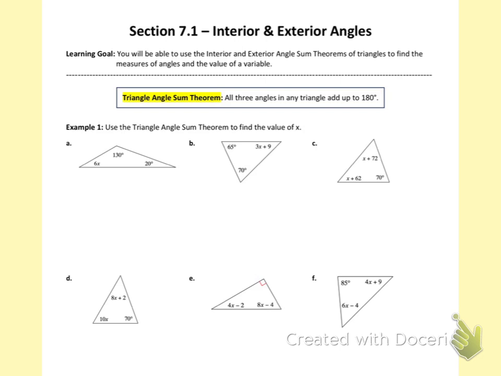So any 3 angles, it doesn't matter what kind of triangle. You could have an acute triangle, an obtuse triangle, a right triangle, and we'll talk more about those things, and about what are called isosceles triangles, equilateral triangles, scalene triangles, any kind of triangle. That's the one thing they all have in common, is that all 3 angles in a triangle always add up to 180 degrees.